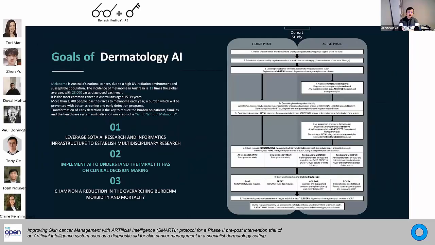So we are currently at step 2. We are doing a trial, a real one, in the clinical pipeline. So these are the 2 phases. One is the active phase, one is the leading phase.